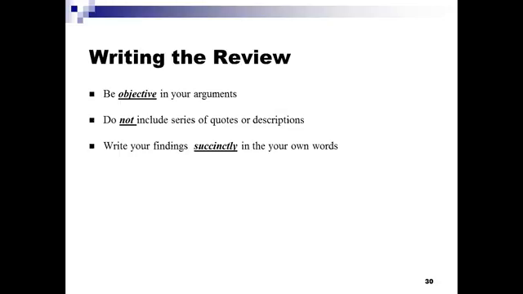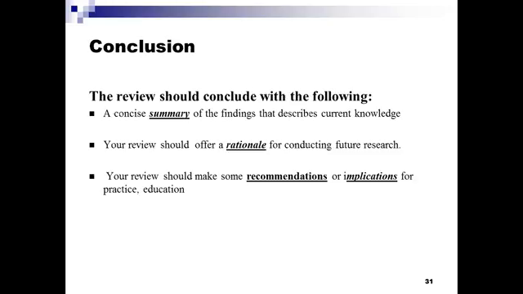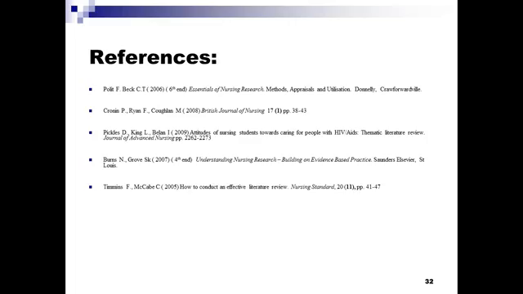So we need to be a little bit objective, try not to use descriptions and quotes, and write your findings succinctly. And at the conclusion of your literature review, there should be a concise summary of what you've found, what you've discovered, and your review should offer a rationale for conducting further research. So in a narrative review, the end of your review should allow you to make recommendations for further research, for further practice, for education, and what implications they may hold.